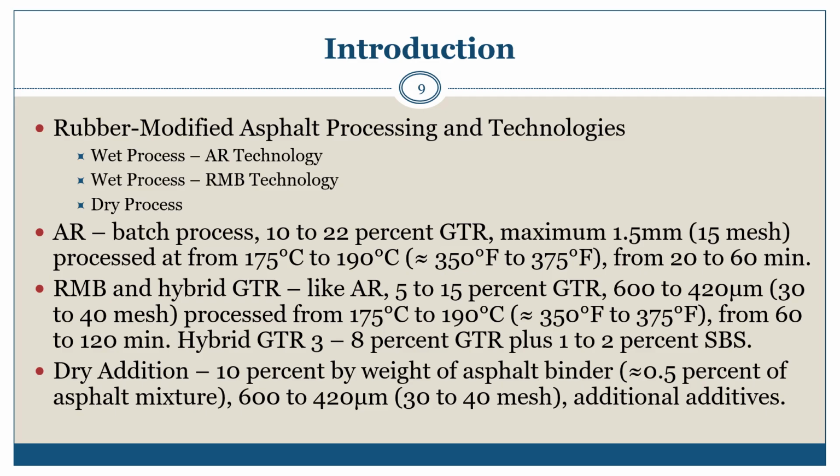Conventional RMB consists of GTR modified binder containing only GTR as the modifier. Another common terminal blend technology referred to as hybrid GTR utilizes GTR and other modifiers such as styrene butadiene styrene (SBS) block copolymers. Dry process technologies incorporate GTR directly into the asphalt mixture during mixture production. Dry added rubber is usually added directly to the aggregate in the asphalt plant mixing drum prior to introduction to the asphalt binder.